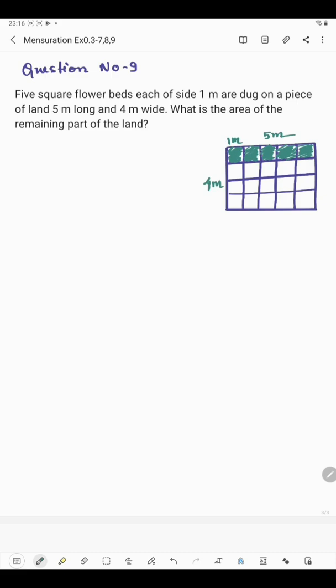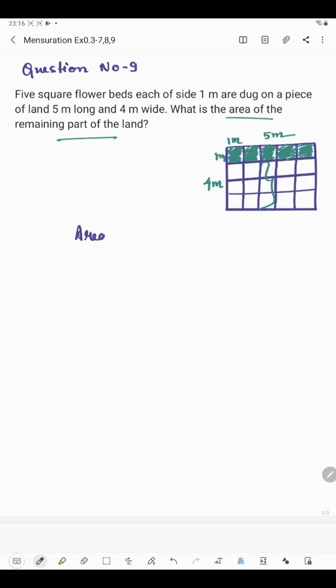So here this is the land, and on this land there are 5 square flower beds of each side 1 meter dug on a piece of land. We will have to find the area of the remaining part of the land, means we will have to find the area of the white portion. So at first we need to know the area of the land.